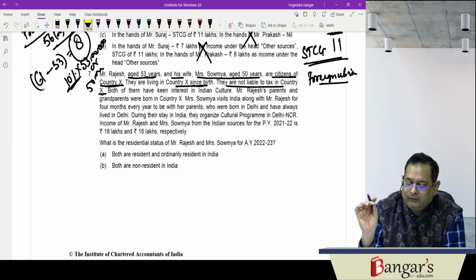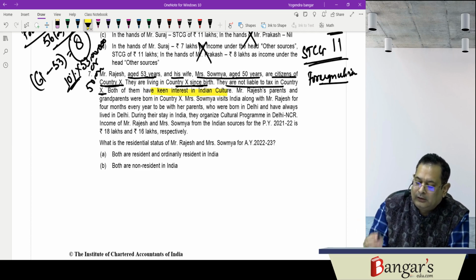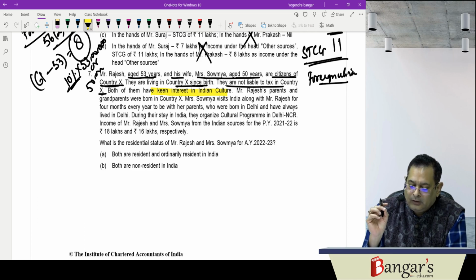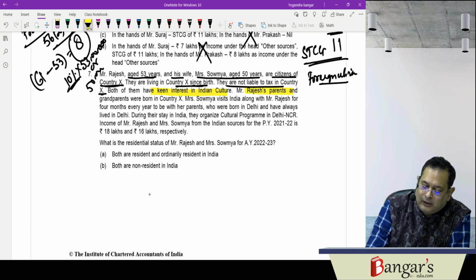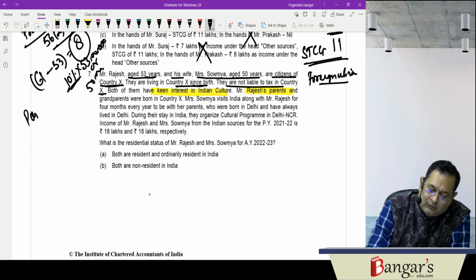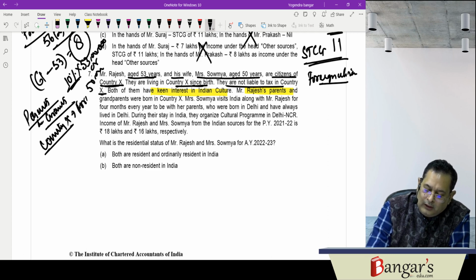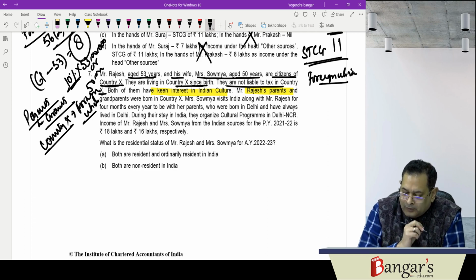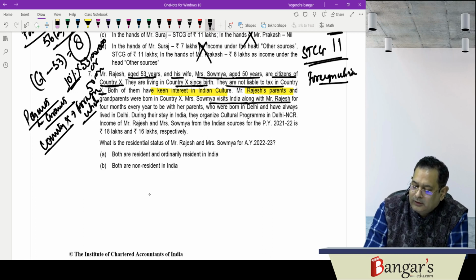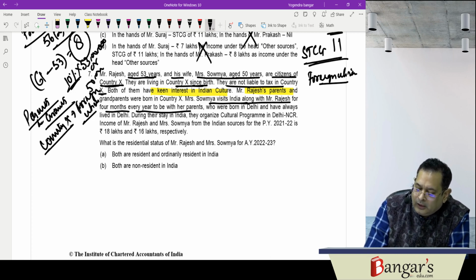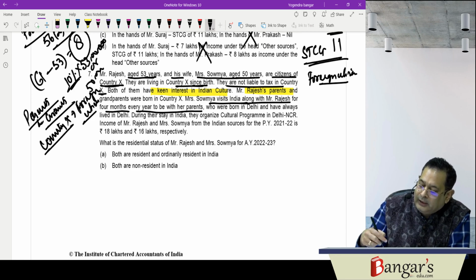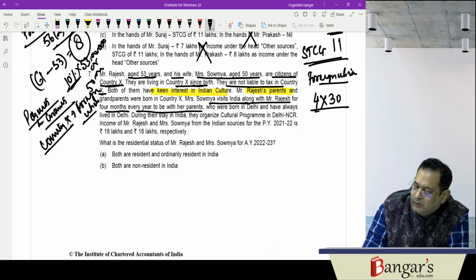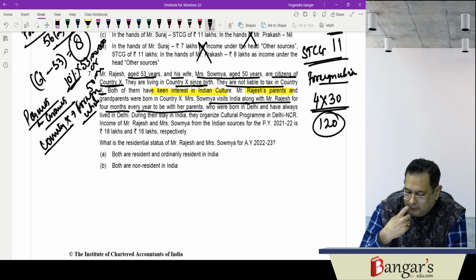Both of them have keen interest in Indian culture. Mr. Rajesh's parents and grandparents were also born in country X. So basically he is a totally foreign citizen, and Somya is married to Rajesh. Somya visits along with Rajesh for 4 months every year to be with her parents. 4 months means roughly 120 days, more than 120 days basically.